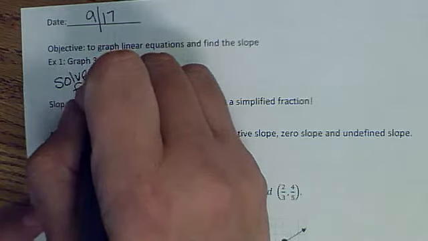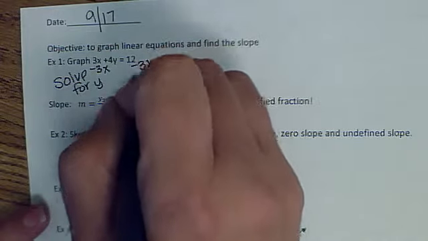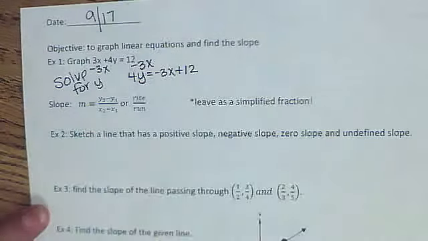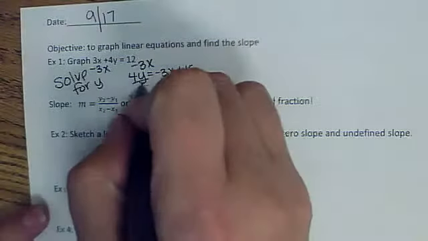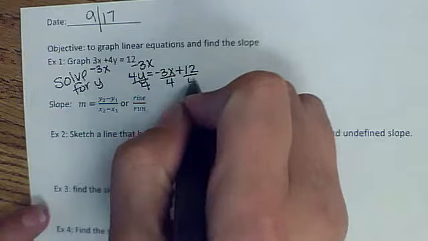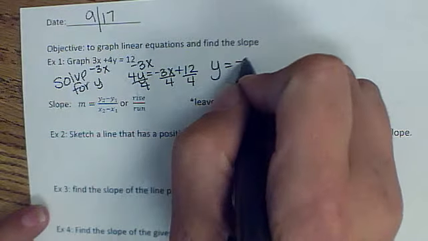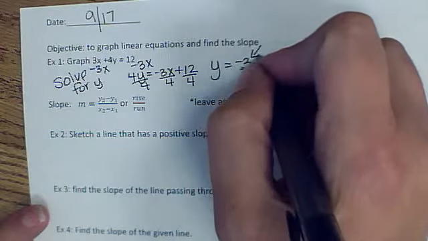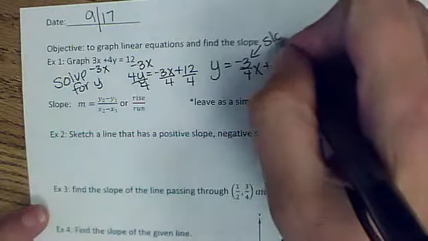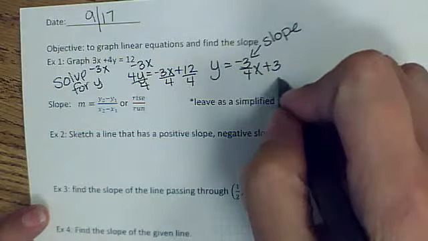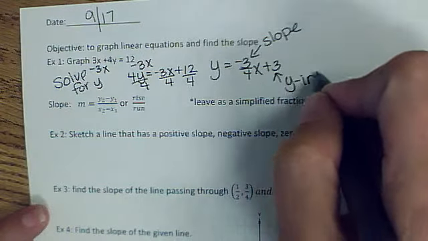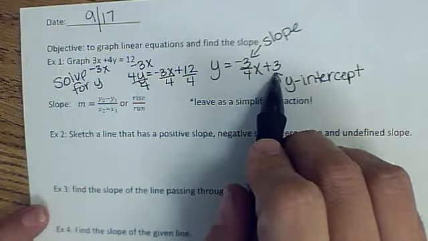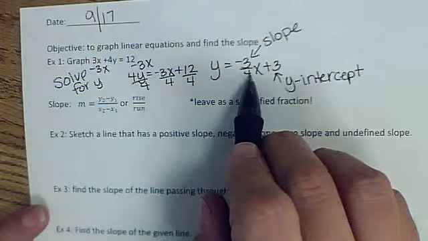To solve for y, you move the 3x to the other side by subtracting it, and then you divide by 4 everywhere. Divide by 4, divide by 4, divide by 4. So you get y equals negative 3/4 x plus 3. This negative 3/4 is called the slope. This 3 is called the y-intercept. The y-intercept is where you begin, slope is how you move.